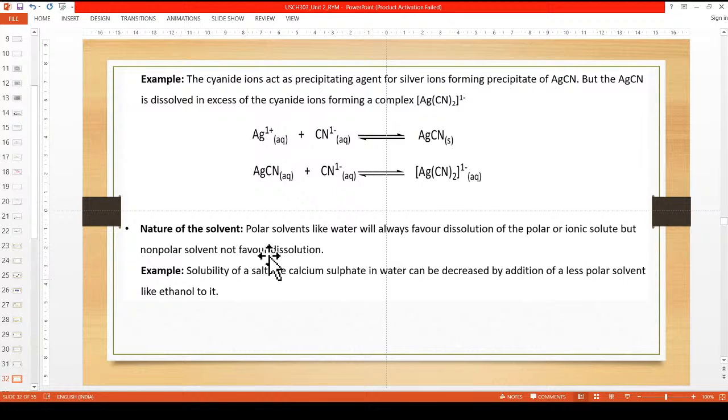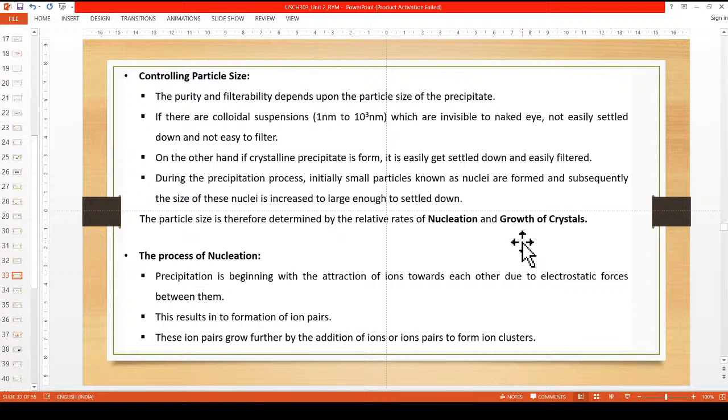Then we have seen solvents. Polar solvents like water will always favor dissolution of polar compounds, and the reverse is the condition. Then particle size, how to control particle size. This is a very important practical aspect when you are preparing any inorganic complex or during inorganic preparations, or for any type of product formation reaction where you need a good amount of product. So how you do the experiment is very important.